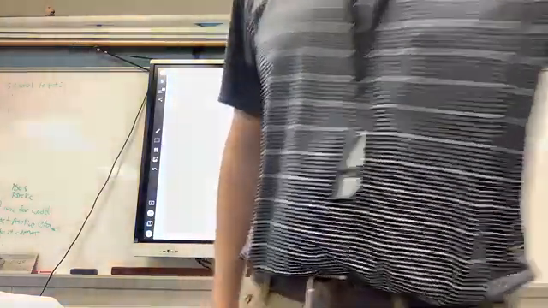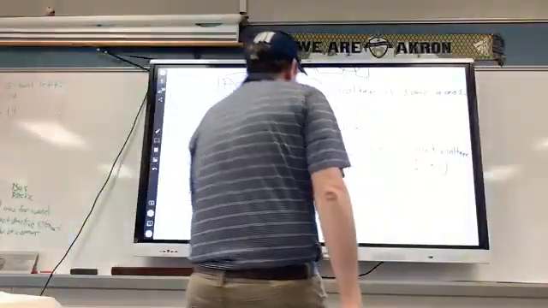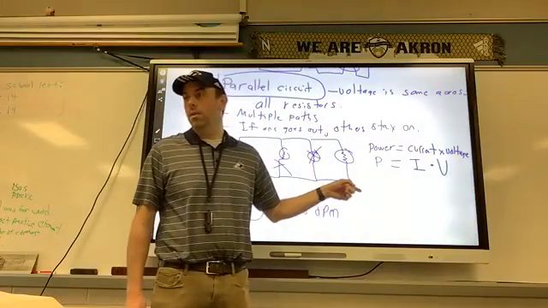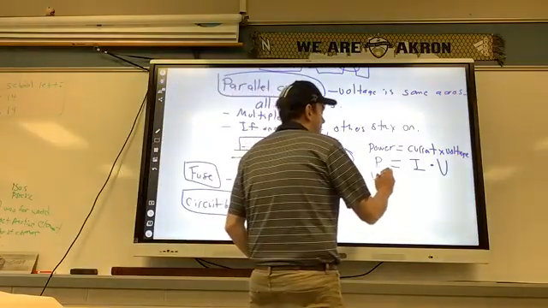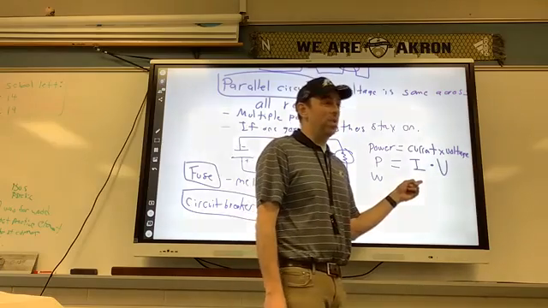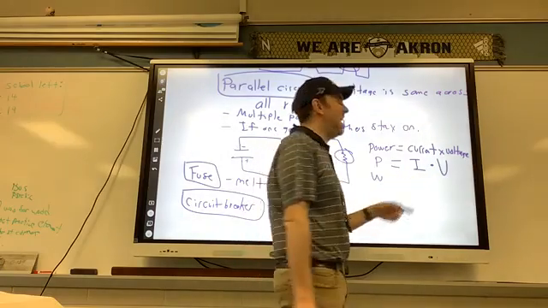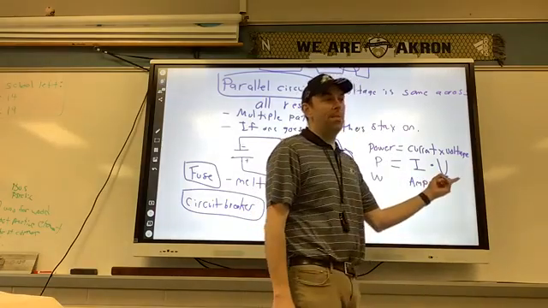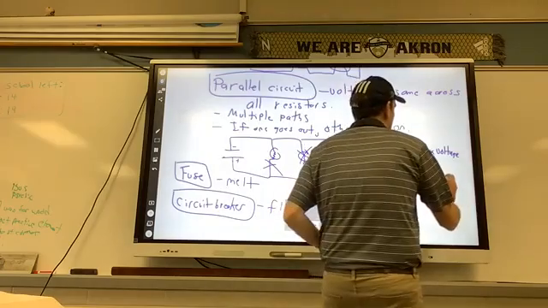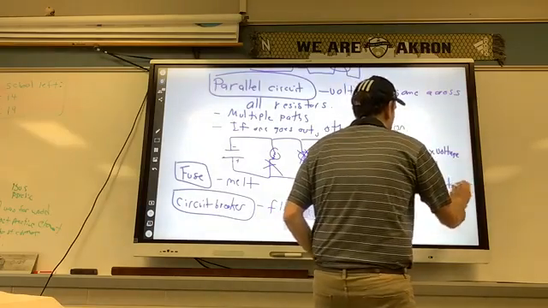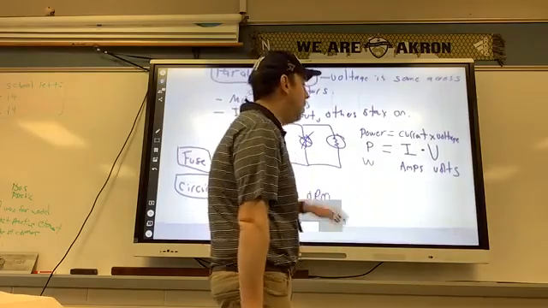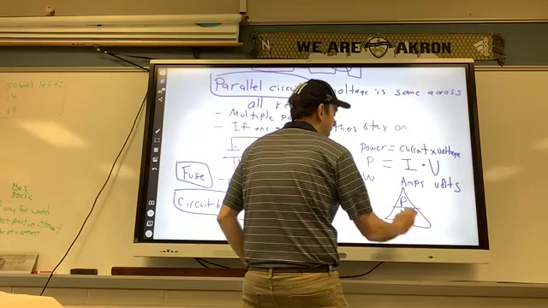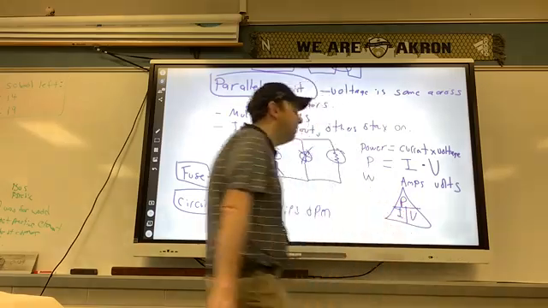So, let's add one more thing here. Power is measured in what? Watts. Current is going to be measured in what? Amps. And voltage is going to be measured in volts. Put this on our equation sheet. So I would put this on your equation sheet. P is here, I is here, and V is there.